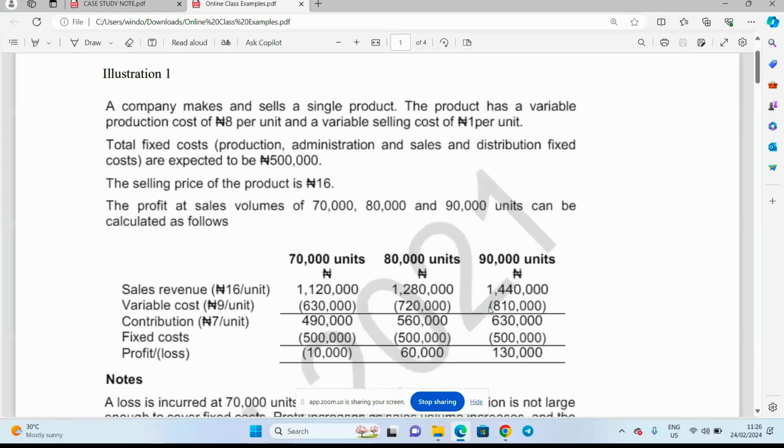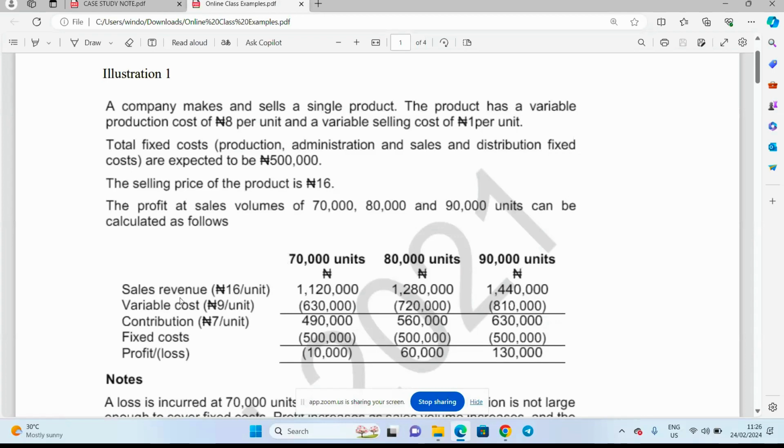Okay, this is the first illustration we are creating. A company makes and sells a single product. The product has a variable production cost of 8 naira per unit. Selling cost is 1 naira. Total fixed cost is 500,000. Selling price of the product is 16. Then the profit at the sales volume of 70,000, 80,000, 90,000 can be calculated as follows. So this is the solution. What's the first thing you do? You arrange them: 70,000, 80,000, 90,000.